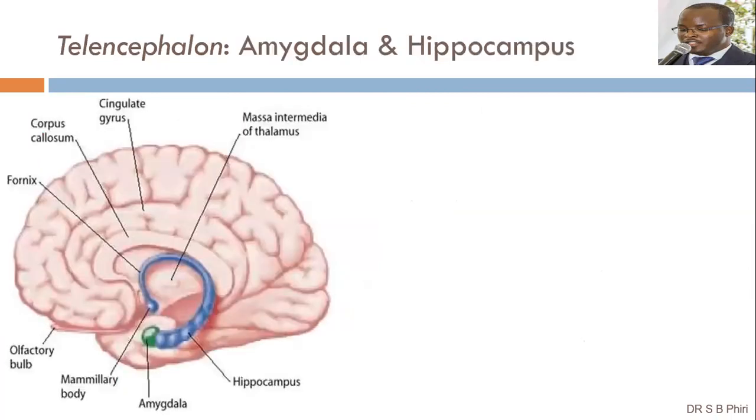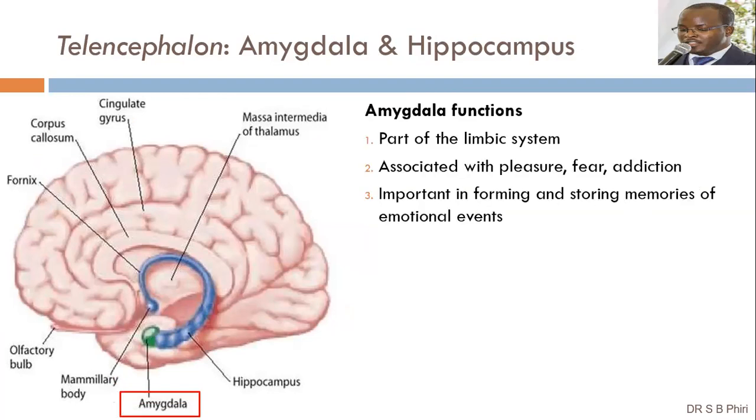Then you have the amygdala and the hippocampus, which are also part of the telencephalon, or derivatives of the telencephalon. This is also called the limbic system. They are part of the limbic system. So you can see at the center of the telencephalon, you have the hippocampus and the amygdala that are also involved in motor function.